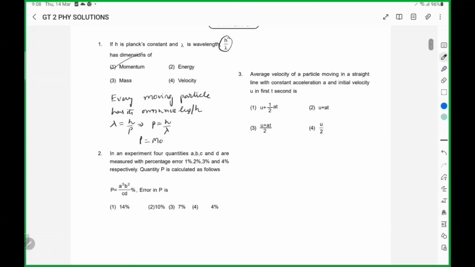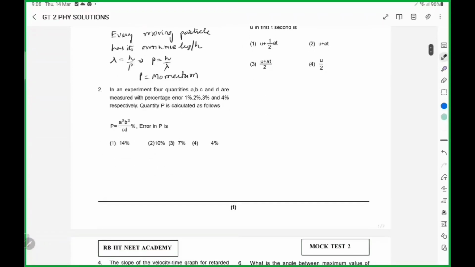The P stands for momentum. Here, error in P, he is asking. log P is equal to log A cube B square by C D, which is 3 log A plus 2 log B minus log C minus log D.